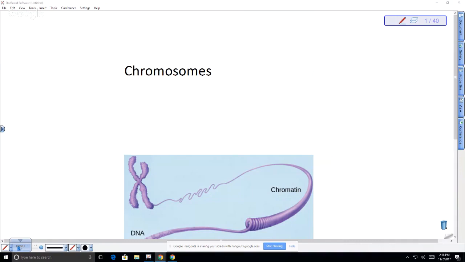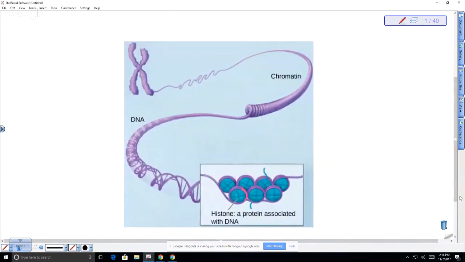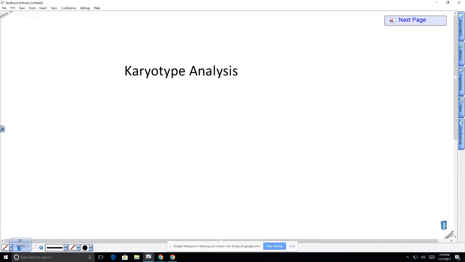Okay, so you'll remember from our discussion in lab last week that chromosomes are chromatin that has been tightly packaged. And so it has been tightly wrapped around histone proteins. And so this is a diagram that shows the DNA, and then it shows the histone proteins. And chromosomes have characteristic size and shape and banding patterns. And so we have what is referred to as a picture of the chromosomes, and this is called a karyotype. And so a karyotype analysis looks at the chromosomes that are taken from an individual.